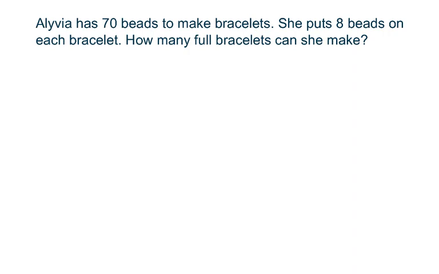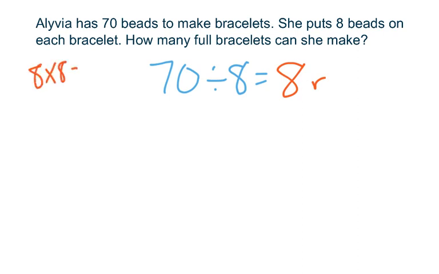If I'm setting up this question, I would have 70 divided by 8 because I want to know how many full bracelets she's going to be making. When I divide, I need to think about multiplication. 8 times what is going to get me close to 70 without going over? Well, I know that 8 times 6 gets me 48. 8 times 7 is 56. 8 times 8 is 64. But then 8 times 9 gets me to 72. 72 is way too much. So I have 8 times 8 gets me to 64. And then 64 plus what is going to get me to 70?